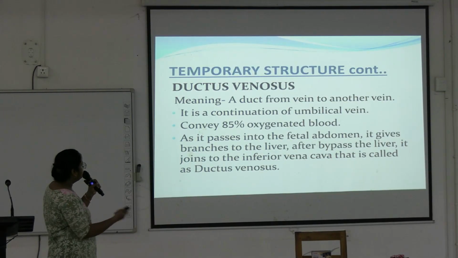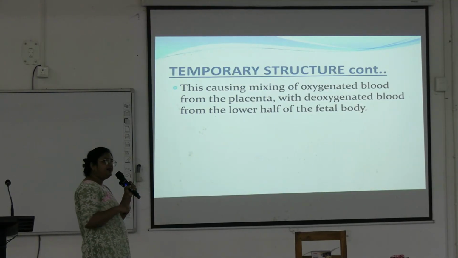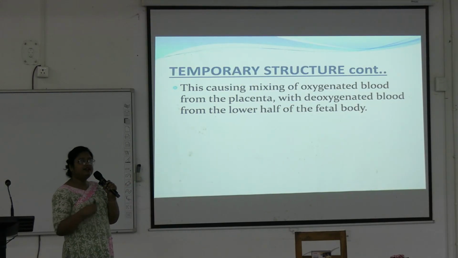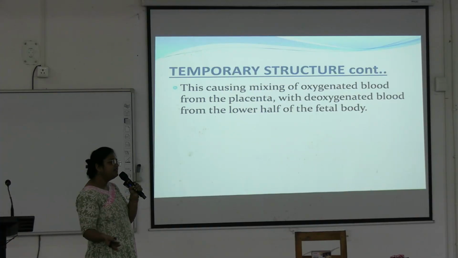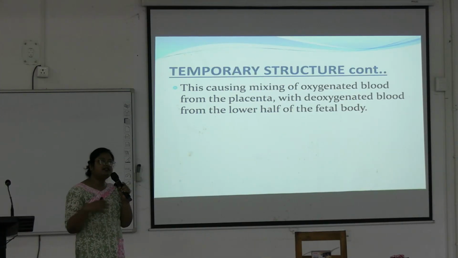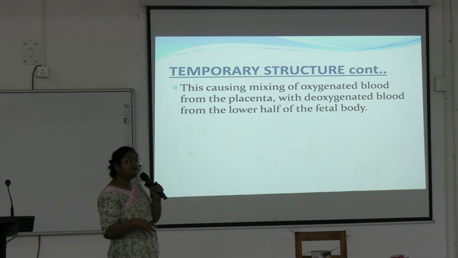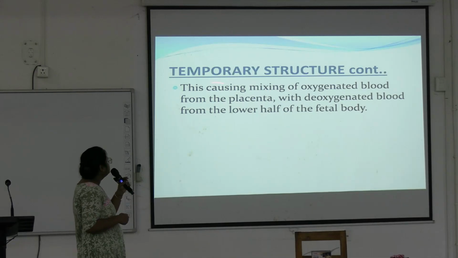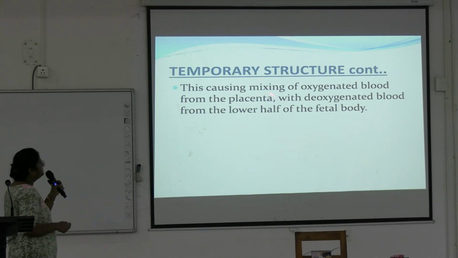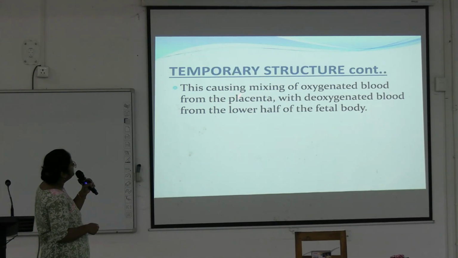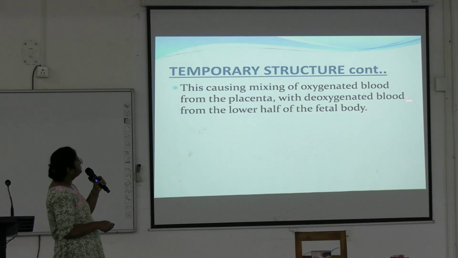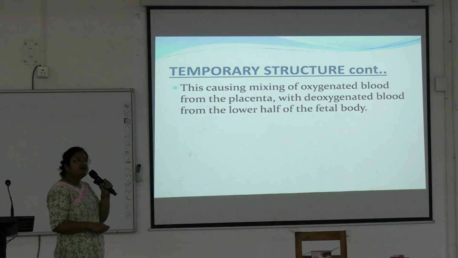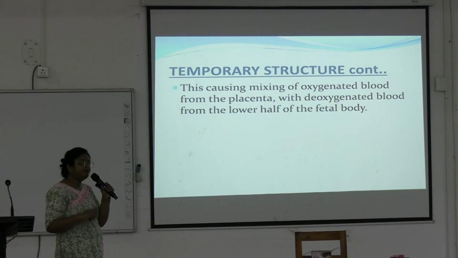So 85% of blood is shunted directly through the ductus venosus. The remaining 15% enters the circulation of the liver and passes through the hepatic veins into the inferior vena cava. This causes mixing of the oxygenated blood from the placenta with the deoxygenated blood from the lower half of the fetal body coming through the inferior vena cava.